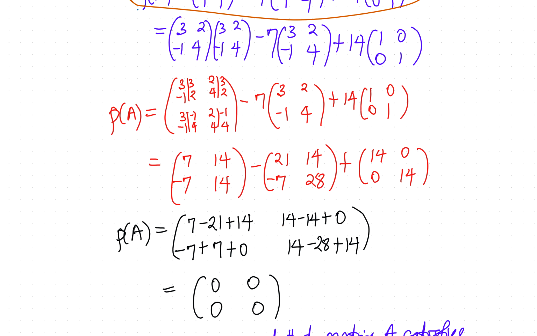7 minus 21 plus 14. And that is 7 minus 21 is minus 14, plus 14, 0. Then next is 14. There's minus here. 14 minus 14, that's 0, plus 0, that's 0 here. Then minus 7, minus times minus is plus. So minus 7 plus 7, that's 0, plus 0.